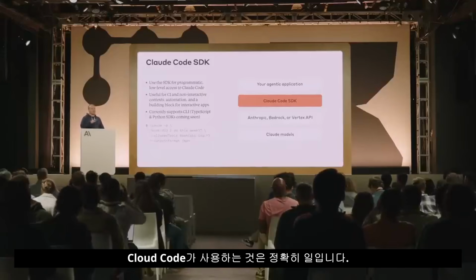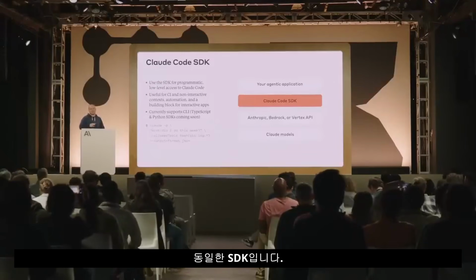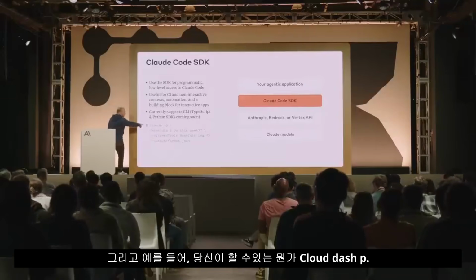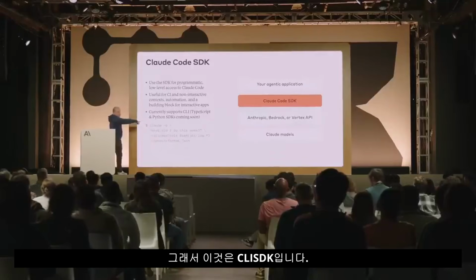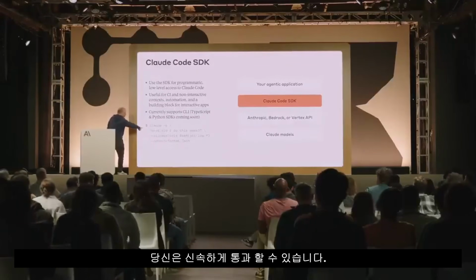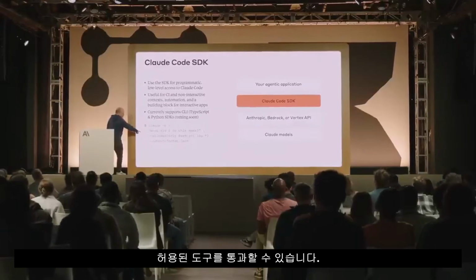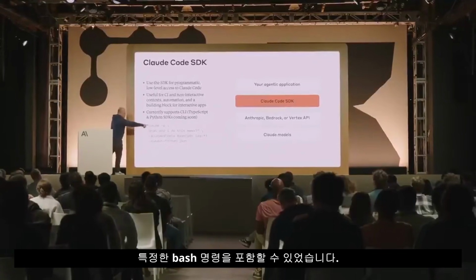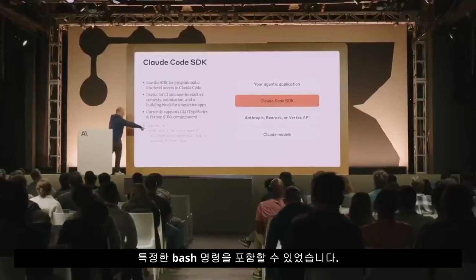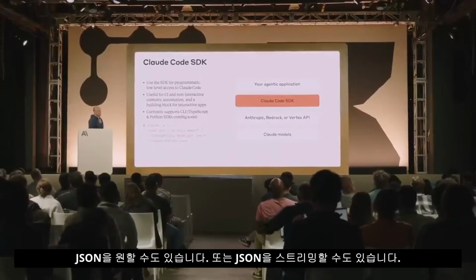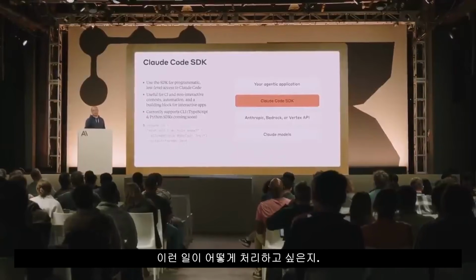You can do cool stuff. This is exactly the thing that Claude Code uses. It's exactly the same SDK. And so, for example, something you can do is claude -p. This is the CLI SDK. You can pass a prompt. You can pass some allowed tools, which could include specific bash commands. And you can tell it which format you want. So you might want JSON, or you might want streaming JSON if you want to process this somehow.